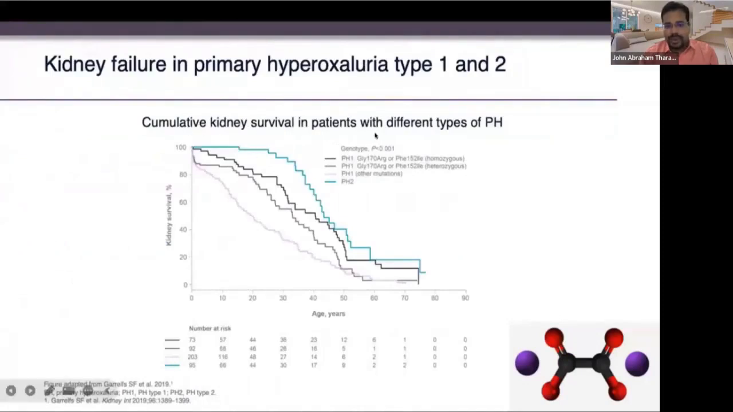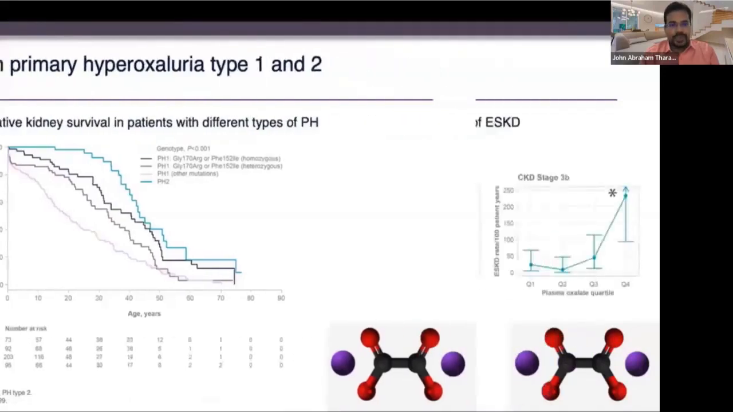This is cumulative kidney survival in patients with different types of primary hyperoxaluria: PH1 and PH2, homozygous, heterozygous form, pyridoxine responding, PH1 other mutations, and PH2. You can see that PH1 is a more severe hyperoxaluria, causing more kidney failure than PH2. So according to severity, PH1 is more severe than PH2, and PH3 is less severe than PH1 or PH2.